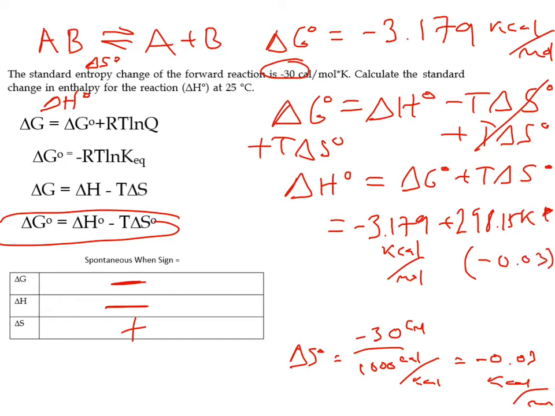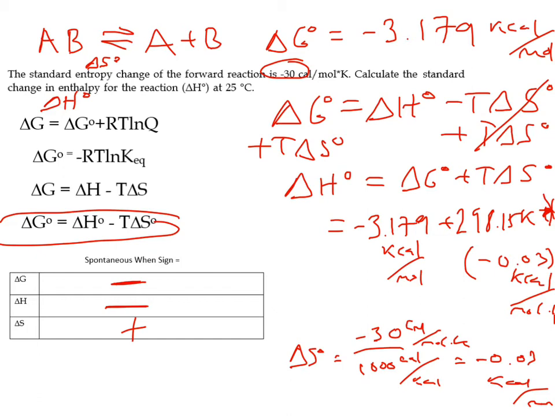And we're going to multiply that by our T. So here I'm going to solve. Negative 3.179 kcals per mole, plus 298.15 Kelvin times, that's supposed to be a little times symbol. Here, I'll make it nicer. Not much better. 298.15 Kelvin times negative 0.03. Units are, again, kcals per mole Kelvin. And this is also per mole Kelvin.